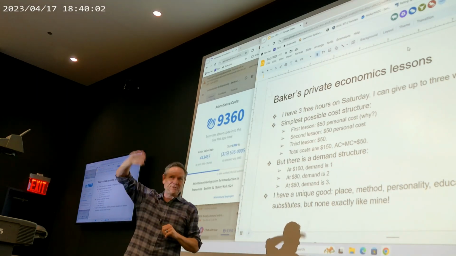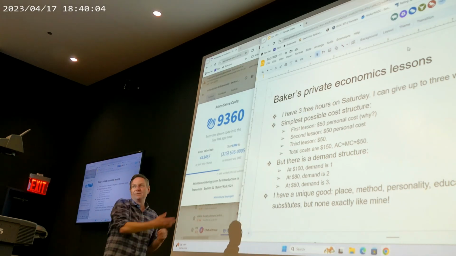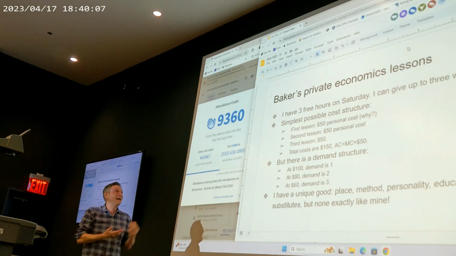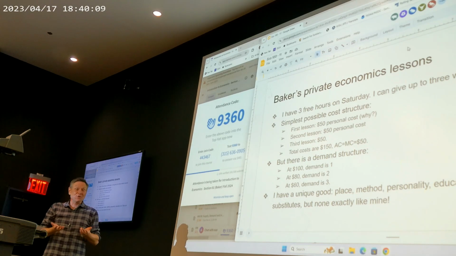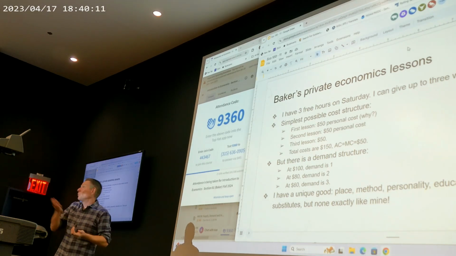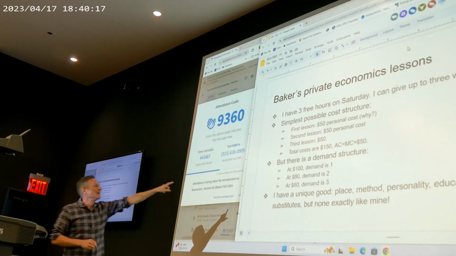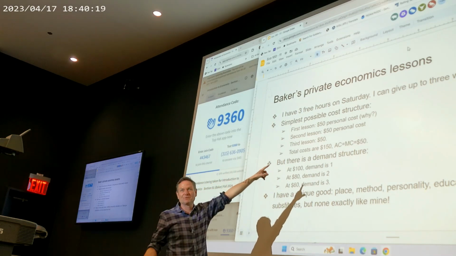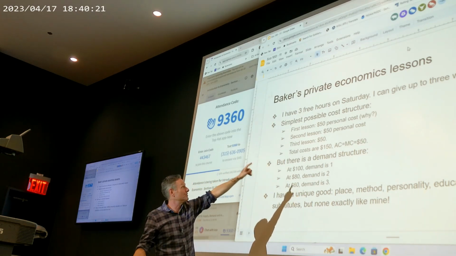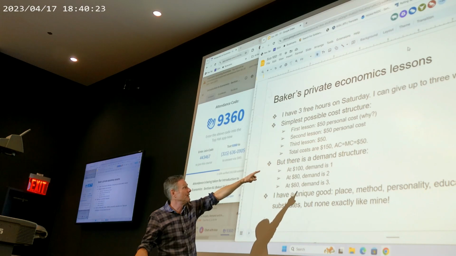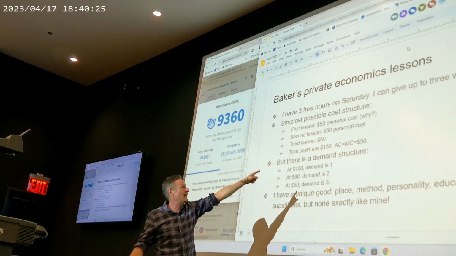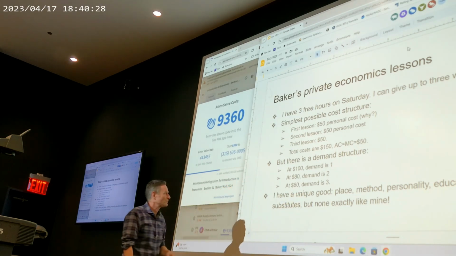I just pointed this out because I'm even getting rid of the increasing marginal cost assumption. Typically, you'd want marginal costs to be going up, and you can imagine reasons why that might happen here. My marginal costs, after 1 hour of lessons, I'm getting tired, things like that. But we'll just suppose they're flat. And so the total cost of giving 3 lessons is just 50 plus 50 plus 50, and AC equals MC equals 50.